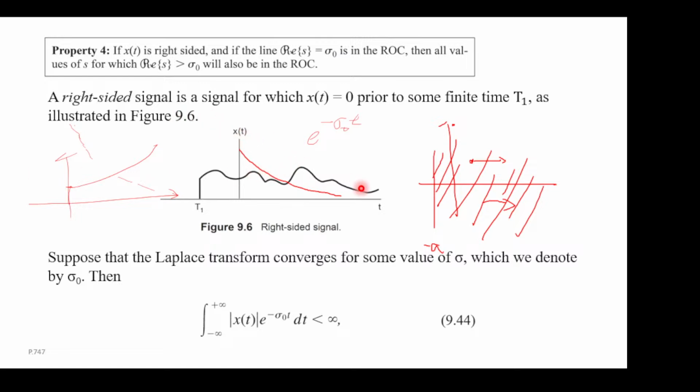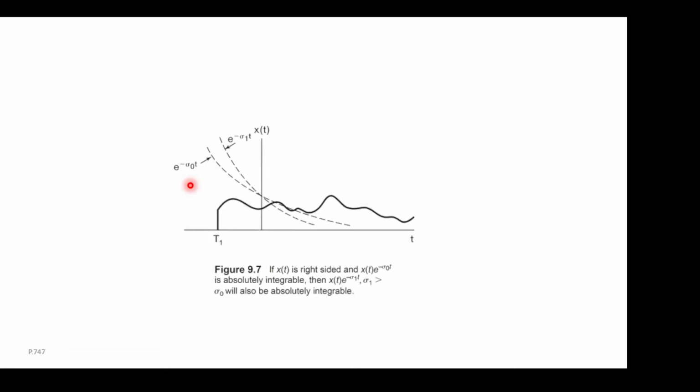Okay, so that's right-sided x of t, and obviously we have left-sided x of t. Here are some pictures. Sigma 0 is a decaying exponential, e to the minus sigma 1 is a higher rate decaying exponential, and things can really only blow up at infinity. So if you are decaying faster to plus infinity, it should also be converging.